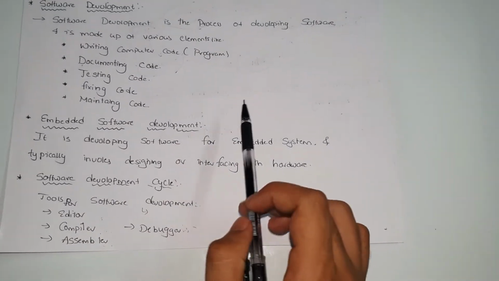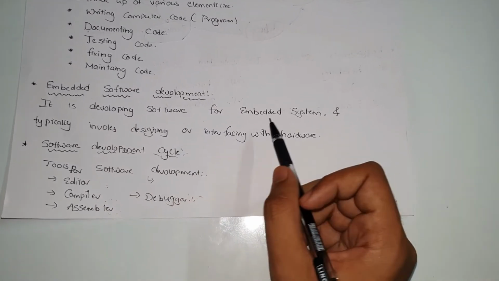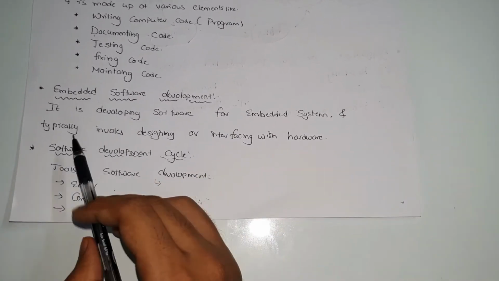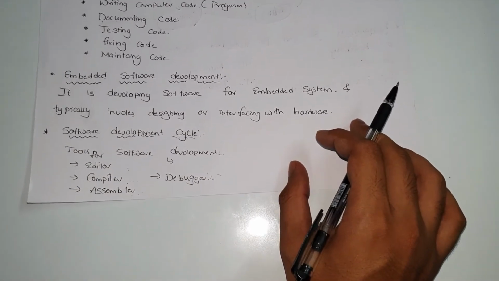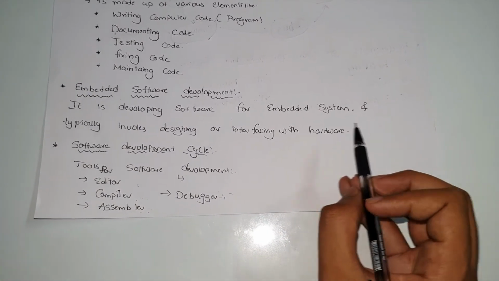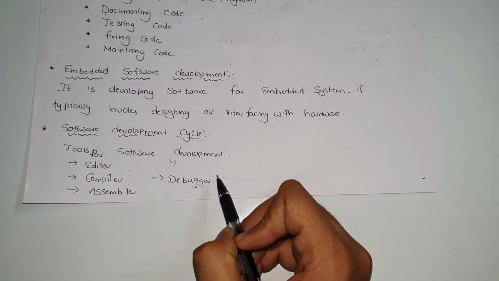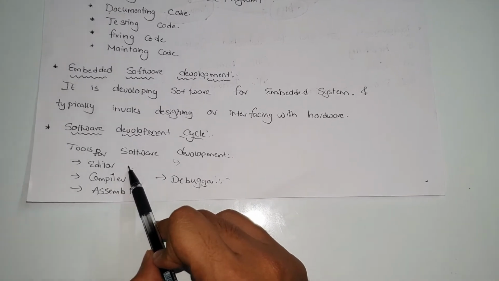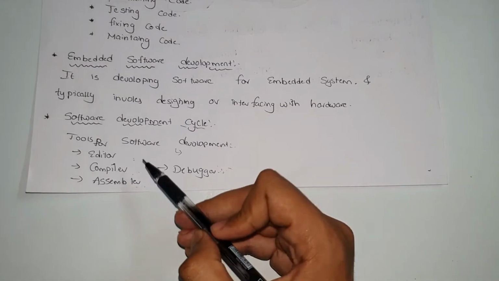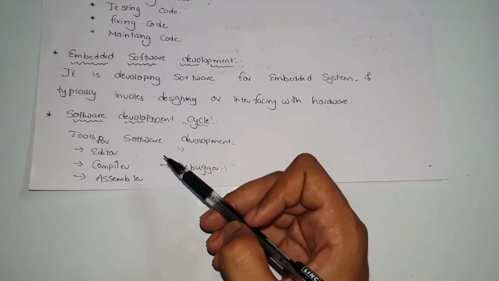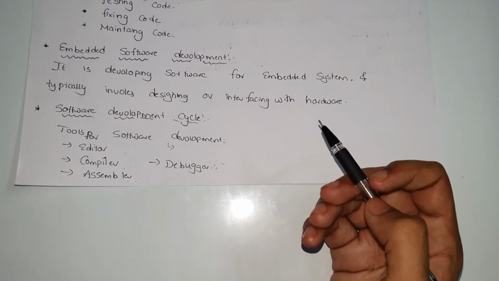Embedded software development. Embedded software development is like developing software for an embedded system, and it typically involves designing or interfacing with the hardware. For development of software, we require some basic tools like editor, compiler, assembler, and debugger. Editor to write the program, compiler to compile a program, assembler to convert high level language to assembly level, and debugger to execute the program.